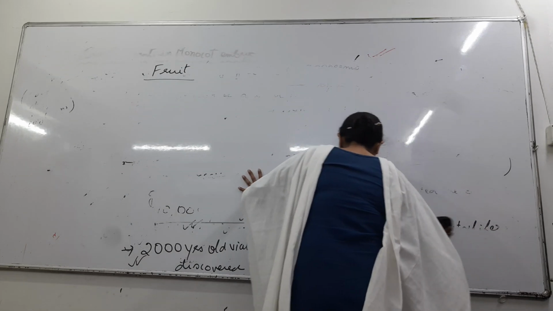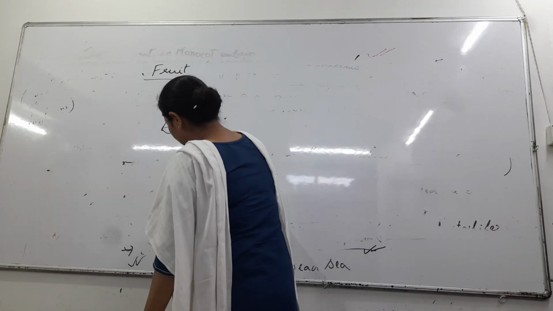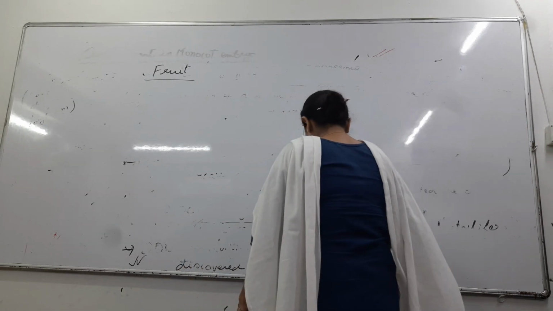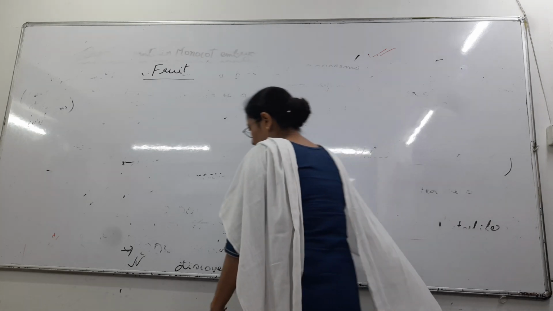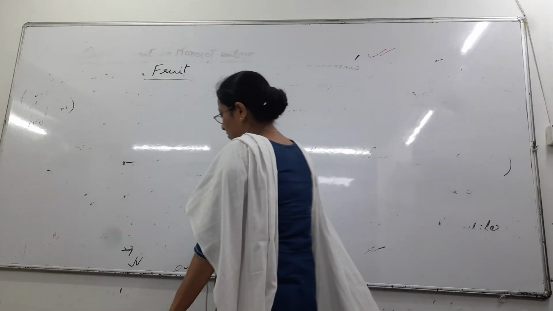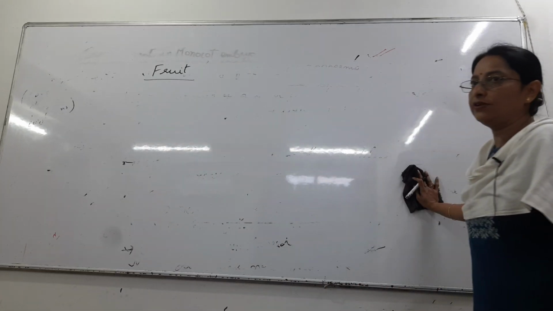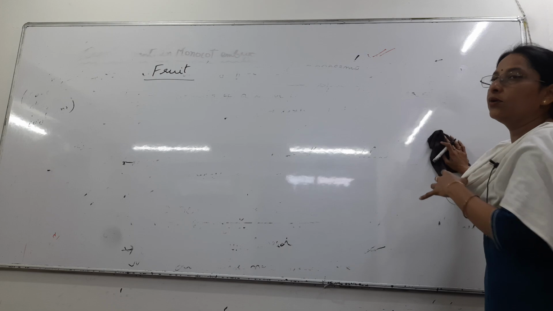Next, talking about fruit, we come across types of fruits like true fruit and false fruit. What is a true fruit and what is a false fruit? A fruit that develops only from the ovary would be called a true fruit. If any other parts together with the ovary form the fruit, it would be called a false fruit.